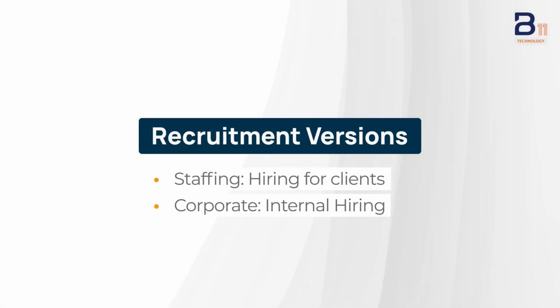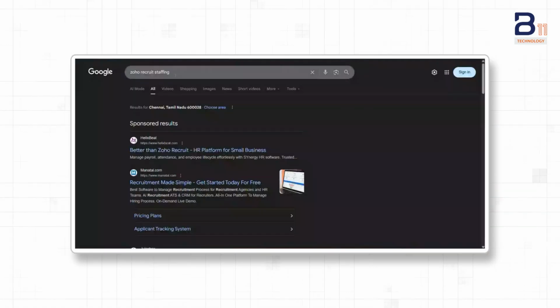In Zoho Recruit, we have two versions. One is staffing and another one is corporate. In the staffing version, what are the companies that need staffing? Their major job is hiring for other companies. They use the staffing version. Their work is recruitment, so they will use staffing.